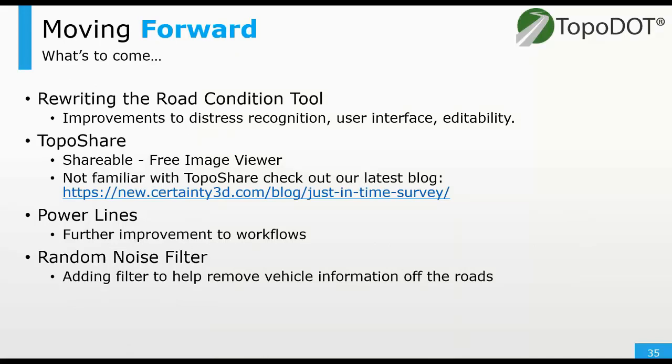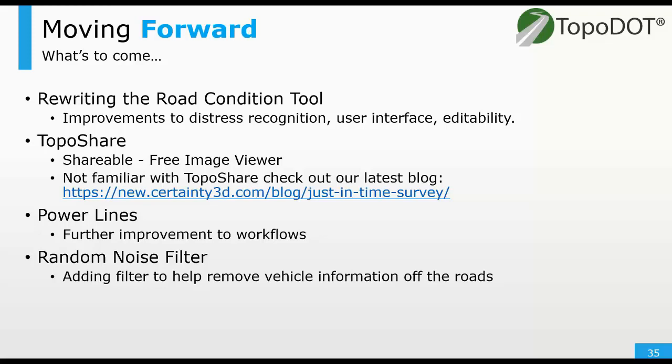And I thought I gave a link for that. Oh, yeah, I did, the next one. So what's to come? Well, we're currently in the middle of redoing the row condition tool, so we're going to look into improvements to recognize the current distress information and more, improving the user interface and just the ability to edit or modify after you run the tool.